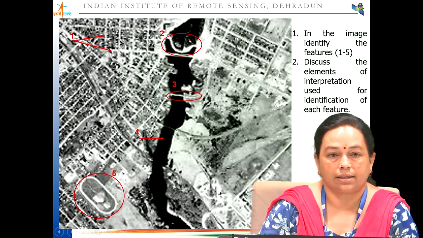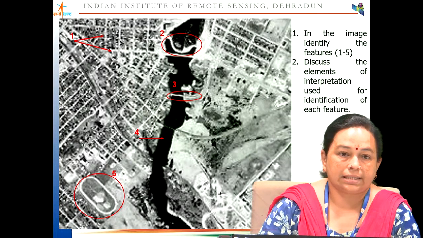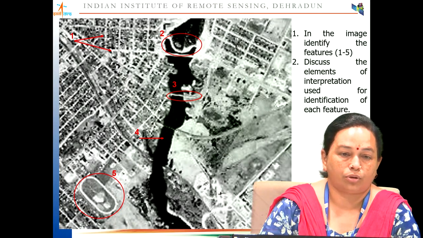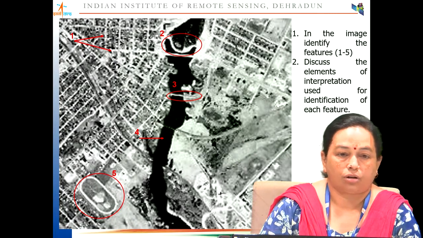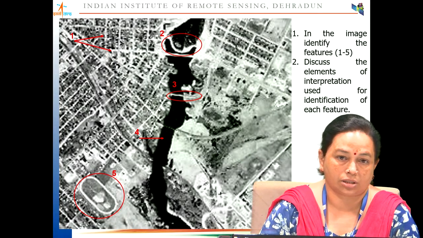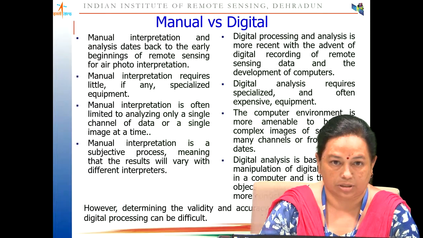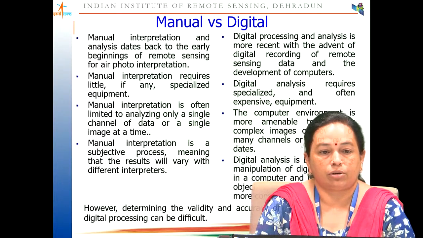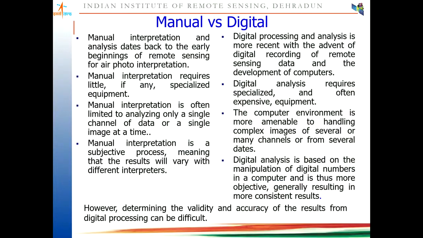So just an exercise to emphasize how elements of interpretation, one or more, are put together and used for interpretation and extraction of information from these remotely sensed images, aerial photographs or satellite images. Right? Now, this is just a comparison. You would probably be able to make more sense of it when the digital image processing has also been discussed. But just to make a summary, I've compared manual and digital analysis.